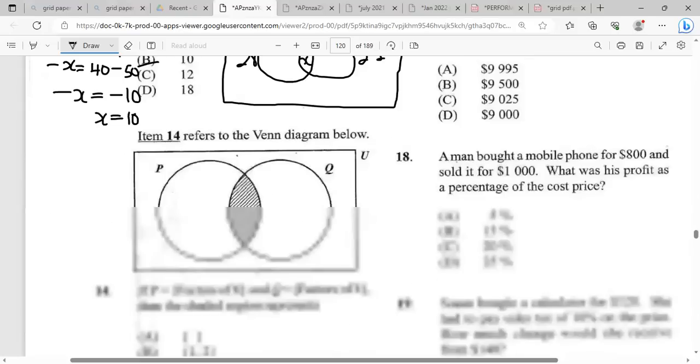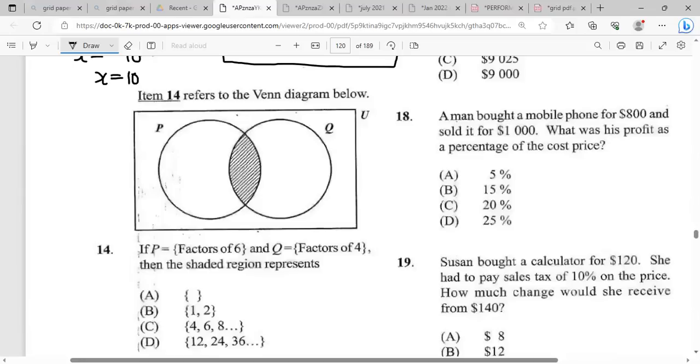Item 14 refers to the following diagram. P is equal to factors of 6, Q is equal to factors of 4. Then the shaded region is 1 and 2. List all the factors of 6 and list all the factors of 4. And the ones that are common, that would be your answer.